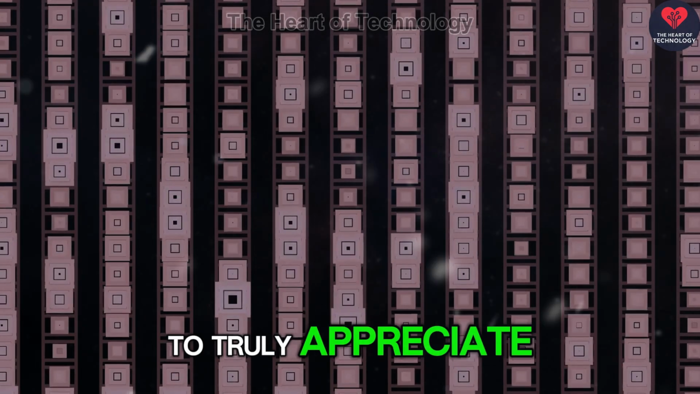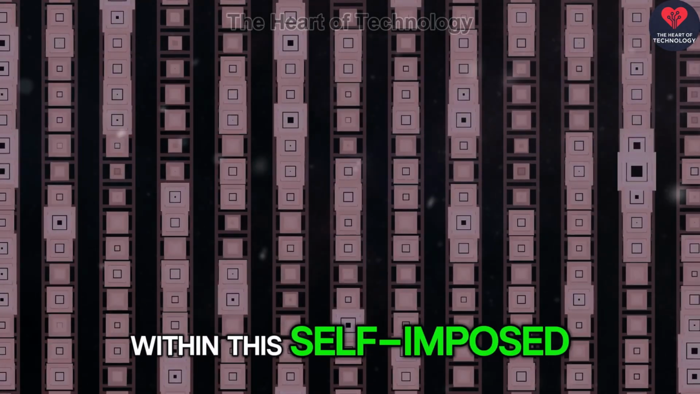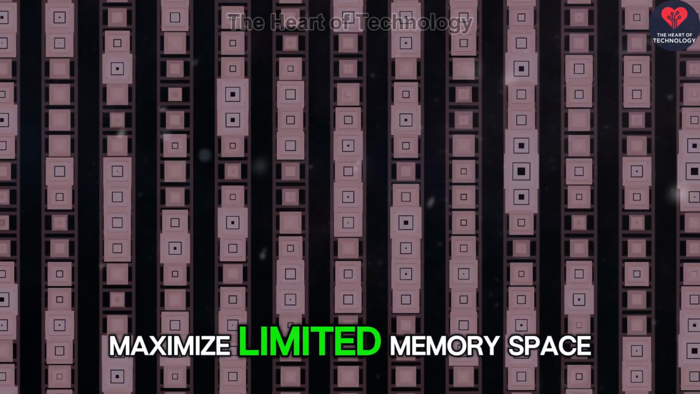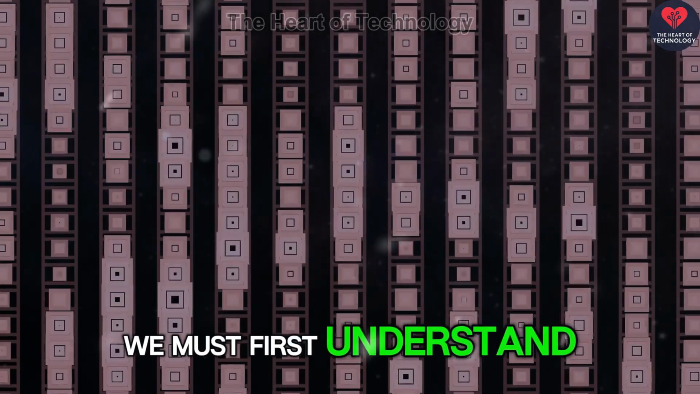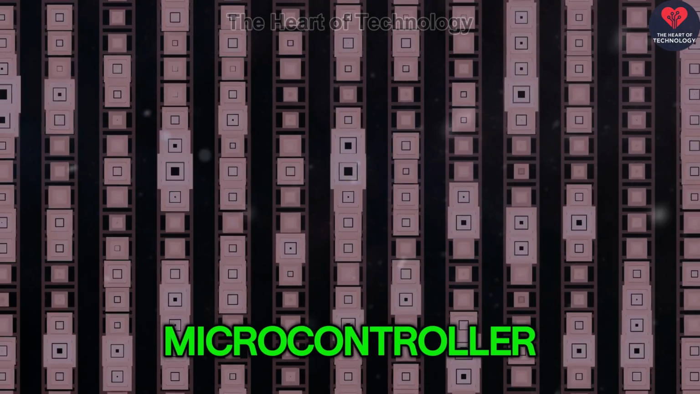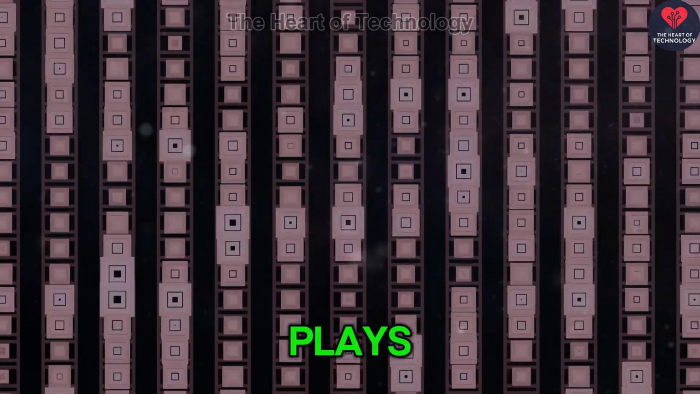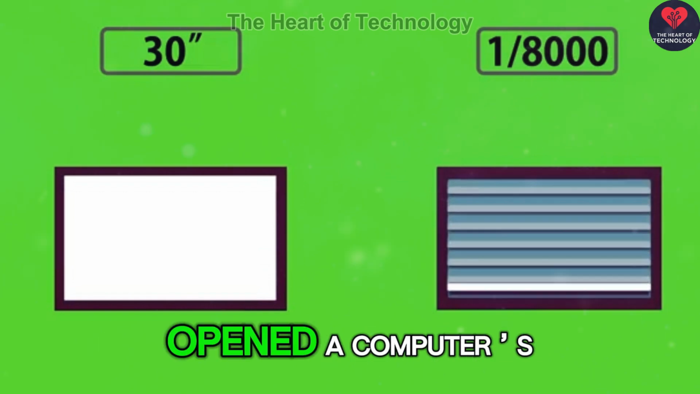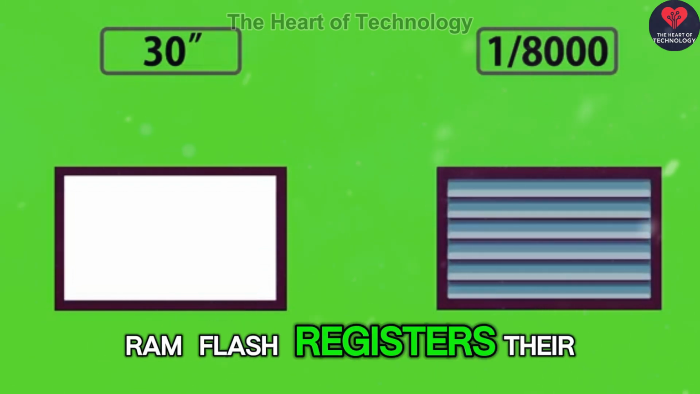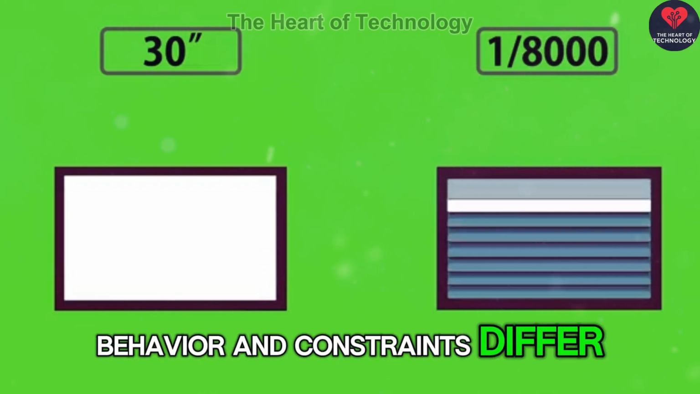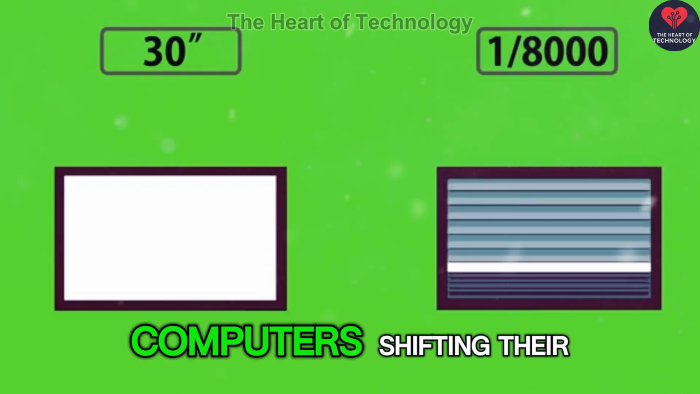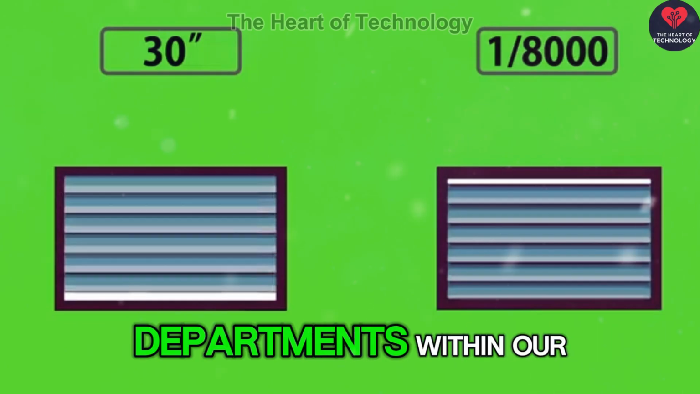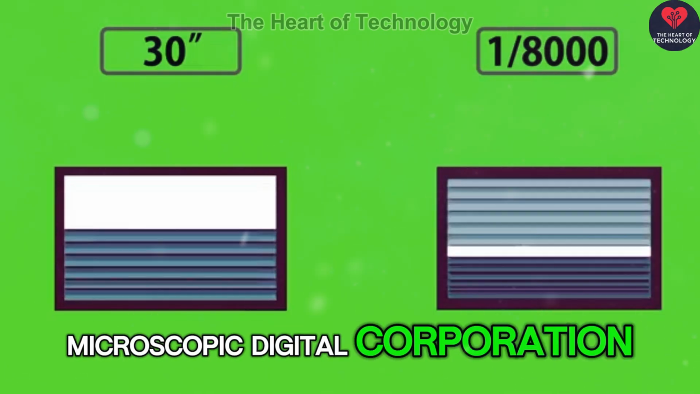To truly appreciate the artistry required to work within this self-imposed confinement, we must first accept that to maximize limited memory space, we must first understand what types of memory exist inside a microcontroller and what role each one plays. Recognizing that while these memory types may sound familiar to anyone who has ever opened a computer spec sheet, RAM, flash, registers, their behavior and constraints differ significantly from those in general-purpose computers, shifting their function from simple storage to highly specialized, purpose-driven departments within our microscopic digital corporation.